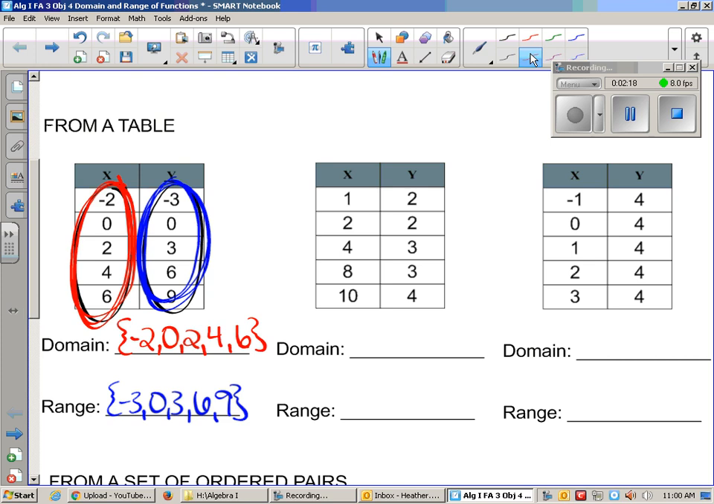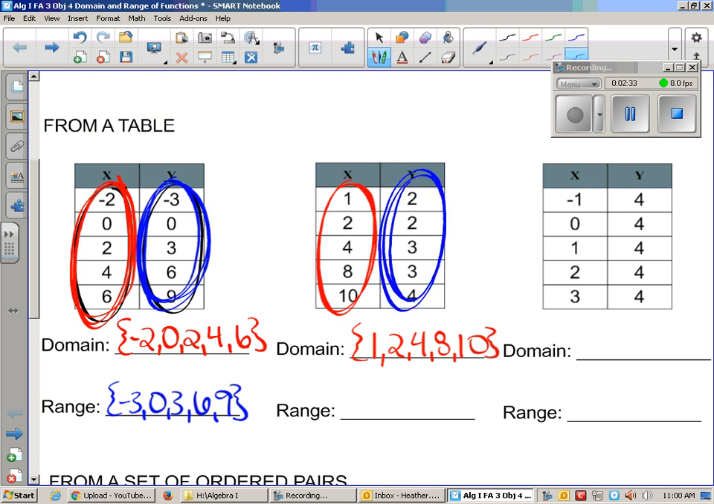So next one, domain, all of my x's. I just list them. I don't see an x given more than once. My range, all of my y's. I do see some that are the same. Two 2's, two 3's, and 4. So I'm not going to write 2 down twice. I'm not going to write 3 down twice. So that's my range, 2, 3, and 4.